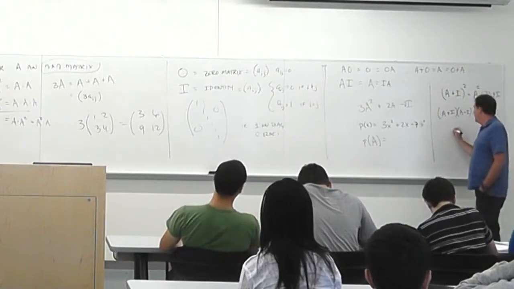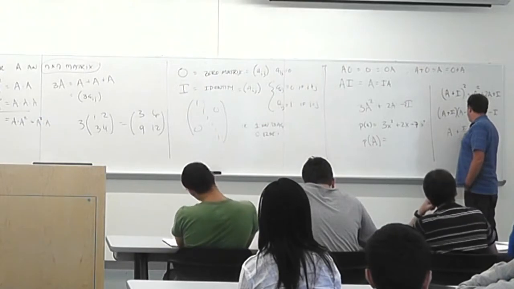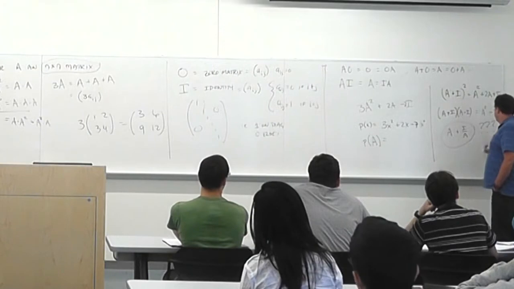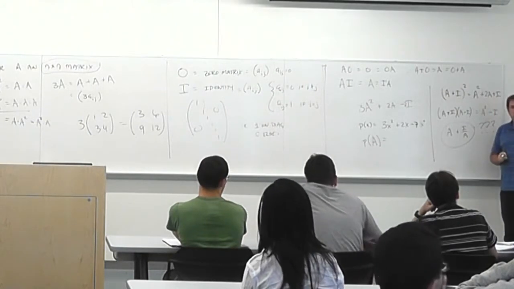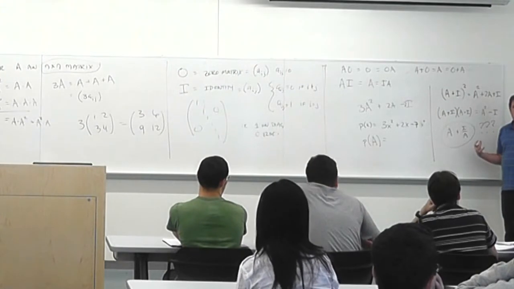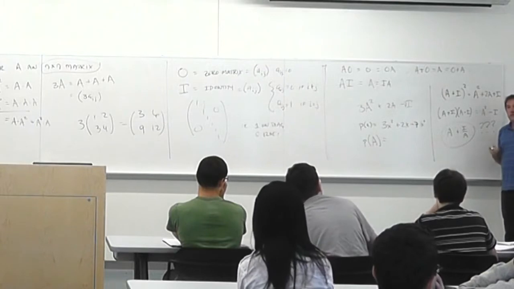But something like A plus the identity over A doesn't necessarily make sense. I can multiply, but I haven't made sense of division. And in fact, division won't always work. It will only sometimes work.